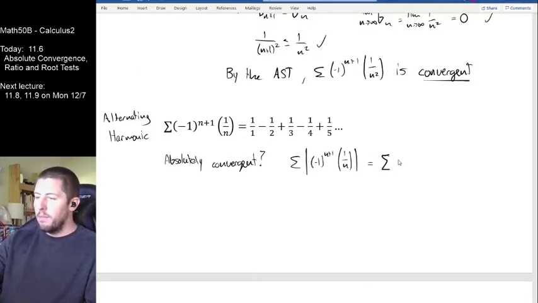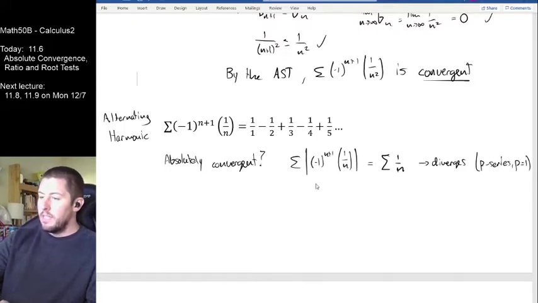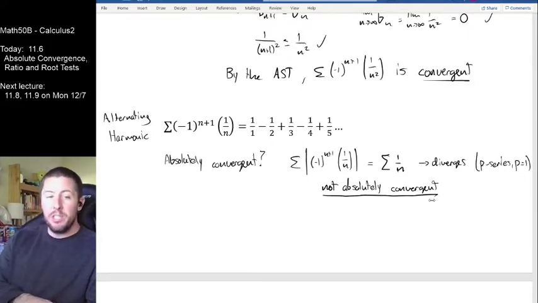So this is just going to become the sum, the harmonic series. That's what happens when you take the absolute value of all these terms. All the negatives are now positive. Now we just have the straight up harmonic series, and this diverges. I'll just say it's a p-series, p equals 1. So this is not absolutely convergent, because if you take the absolute value of each individual term and then try and add it all up, you get the harmonic series. And the harmonic series diverges because it's a p-series with p equals 1.